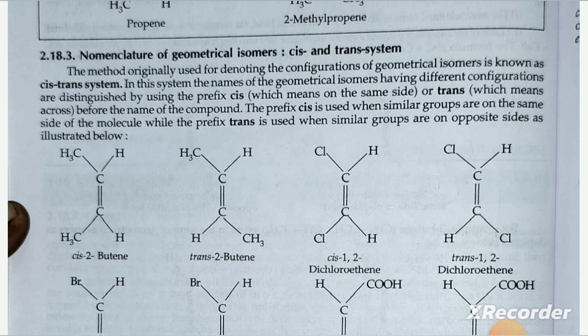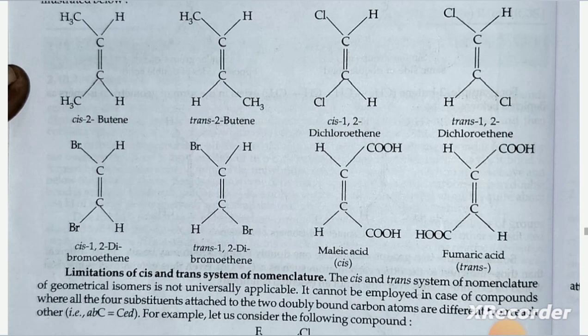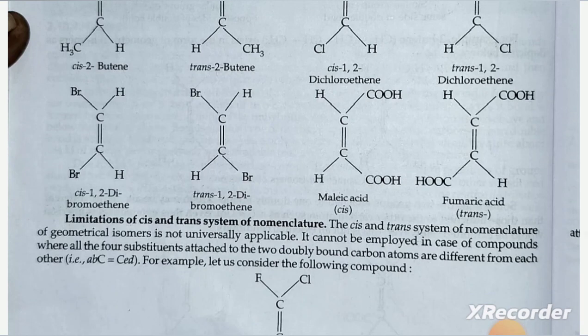Cis-2-butene, trans-2-butene. Cis-1,2-dichloroethene, trans-1,2-dichloroethene. Cis-1,2-dibromoethene, trans-1,2-dibromoethene. Maleic acid cis, fumaric acid trans.